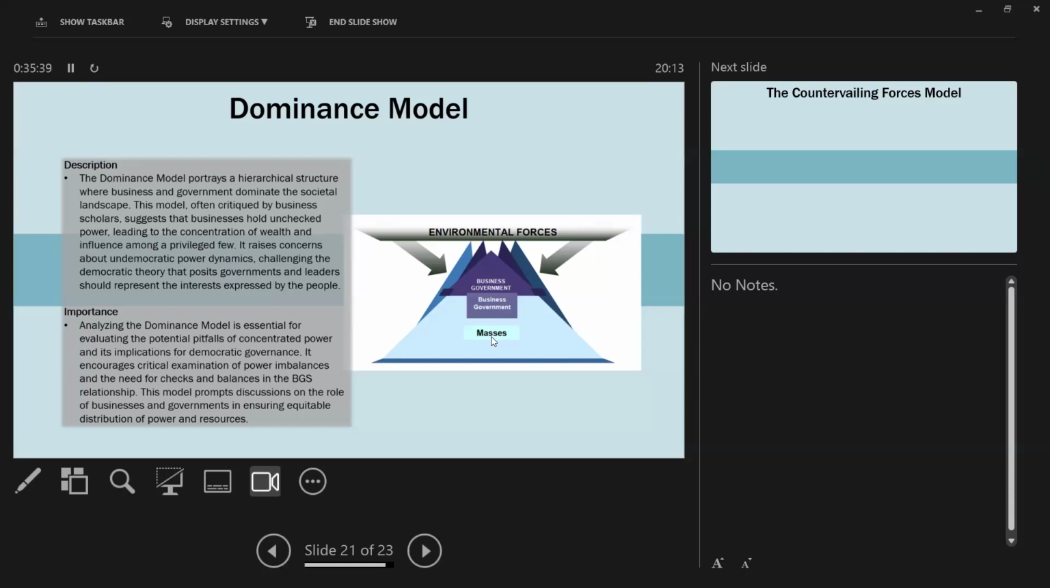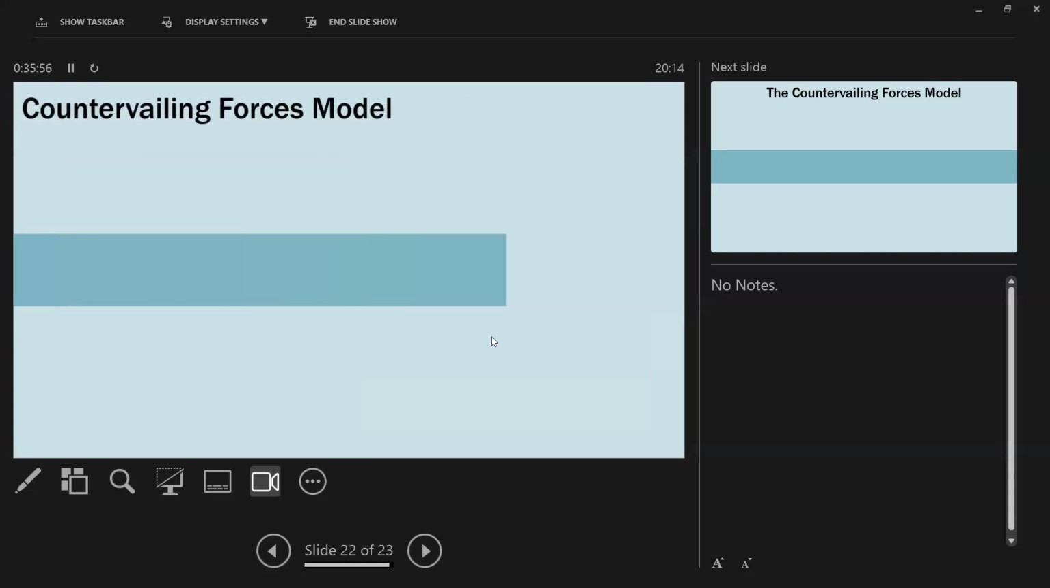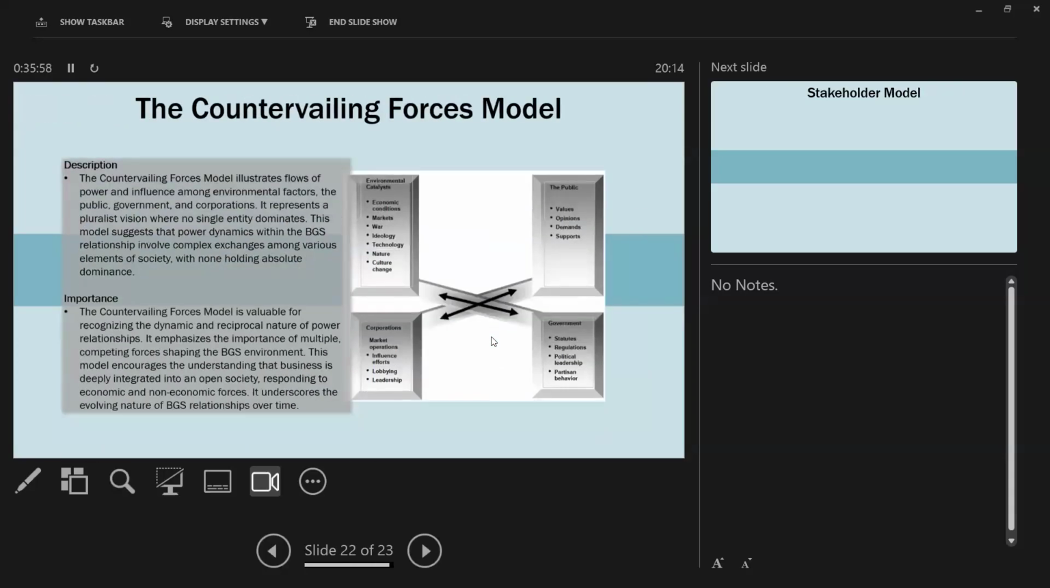So it encourages critical examination of power imbalances and the need for checks and balances in the BGS relationship. So this model prompts discussion on the role of business and government in ensuring equitable distribution of power and resources. Then there's what we call the countervailing forces model.